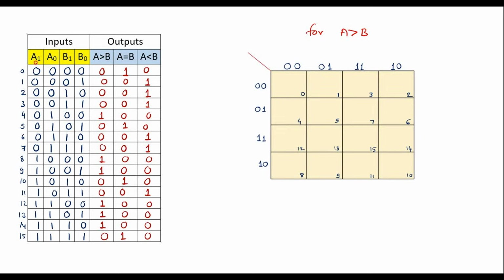So here the input variables are A1, A0, B1, B0. Let me write A1, A0 here, and this is B1, B0. Now we are writing for A greater than B. In this column, where the output is high, only those rows we have to concentrate on. So here the output is high.